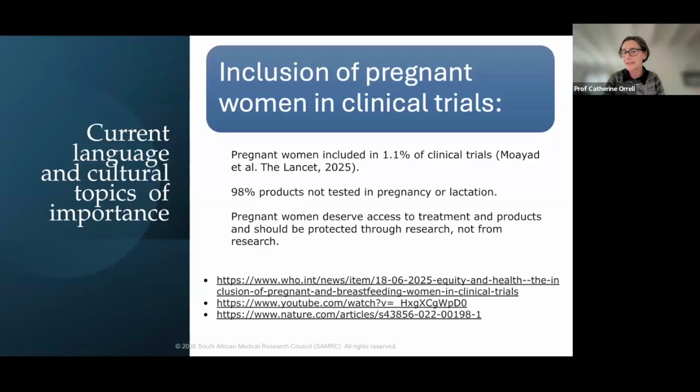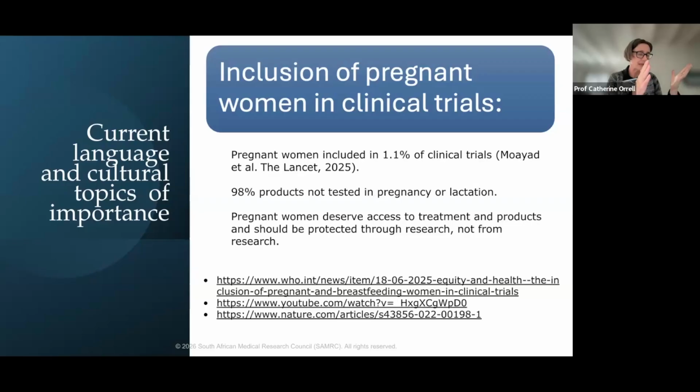In some communities, pregnant women don't make the decisions themselves about the infants. They make the decision with the father or with their families about being included. But pregnant women deserve access to treatment and products and should be protected through research and not from research. So overall in the world, it's estimated that the majority of women do take some form of medication through pregnancy, and quite often that medication has not been thoroughly tested in pregnancy, and we have excluded women from the testing process by labeling them vulnerable.